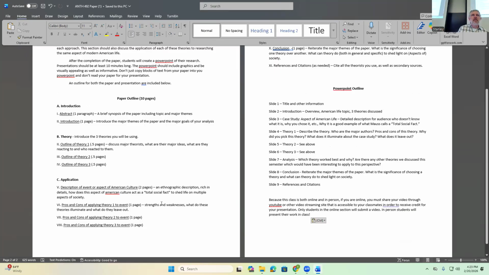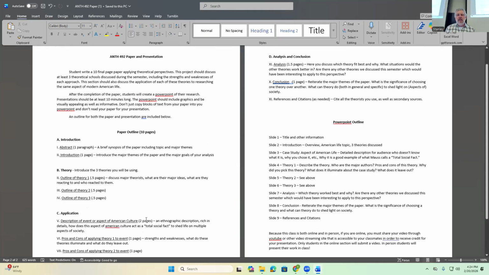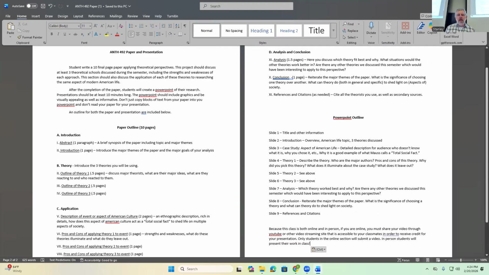What parts of this aspect of American society do these theories highlight, or do they illuminate? And what parts are they not as good at talking about? What did they leave out? So you're going to want a 1-page section for each of those theories that you're applying down here in 6, 7, and 8. And then finally, in part D, you're going to have your analysis and conclusion, as well as your references and citations. Your analysis is about 1.5 pages.